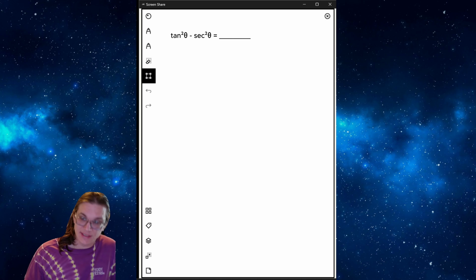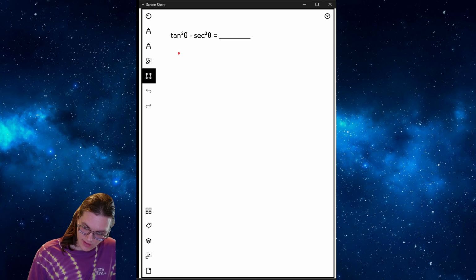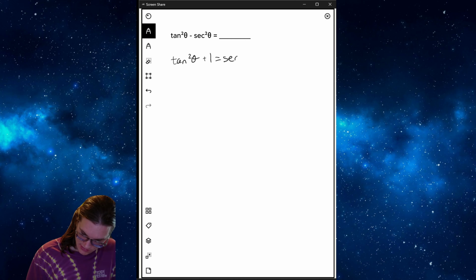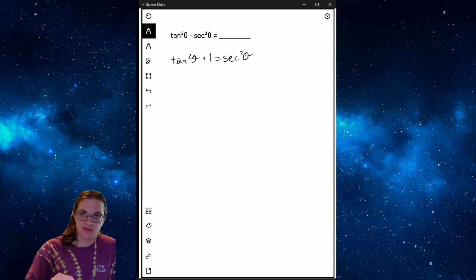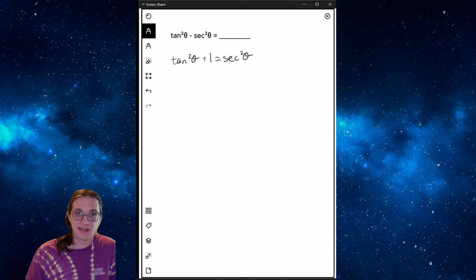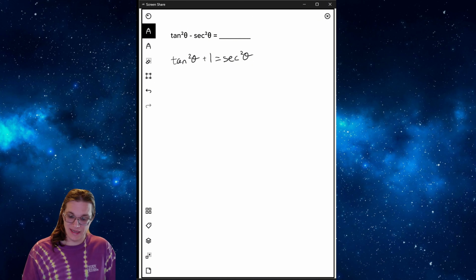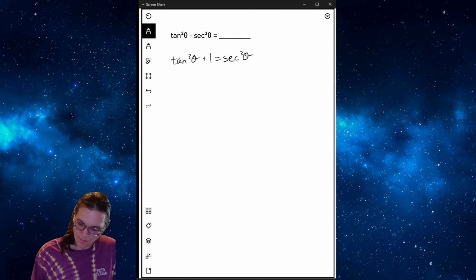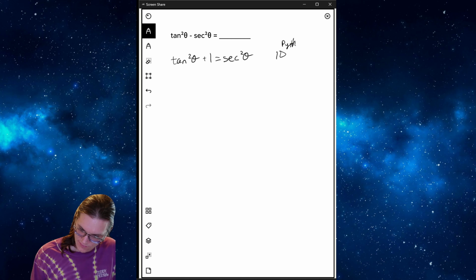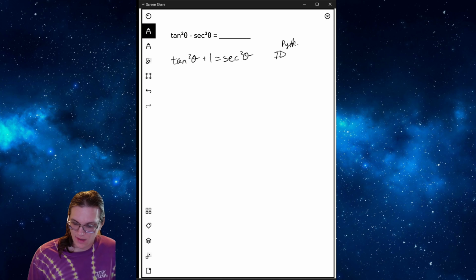So why are identities useful? Well, there's one that tells us that tangent squared of theta plus 1 equals secant squared of theta, right? That's the first thing that jumps out at me. One of the identities we worked with appears to almost be in this problem from the get-go. Okay, so I'm starting off with this identity. It's one of the Pythagorean ones. So if I have tangent squared theta minus secant squared theta, maybe I could think, from this identity, I'm going to make tangent squared of theta minus secant squared of theta appear within it.